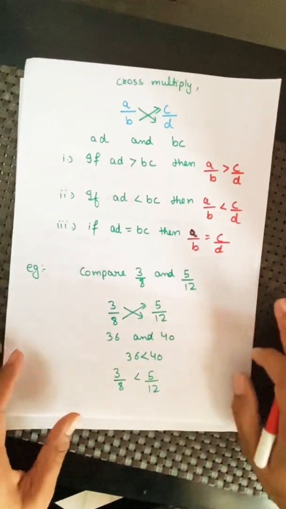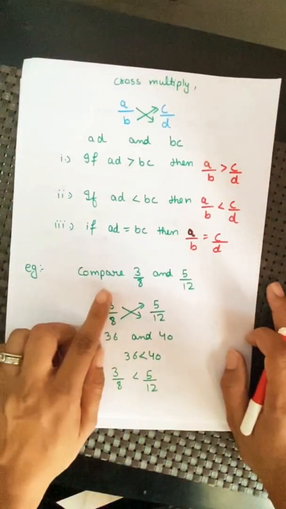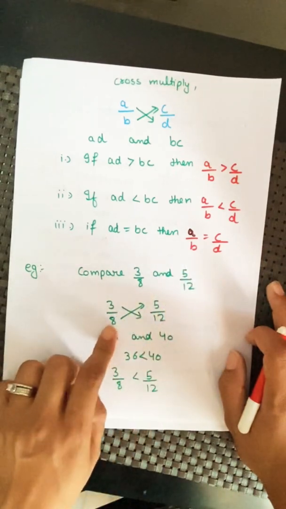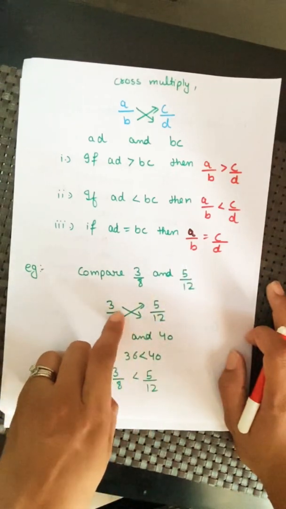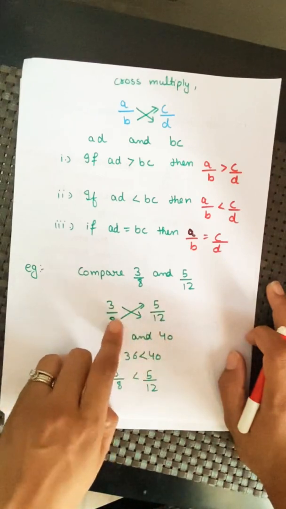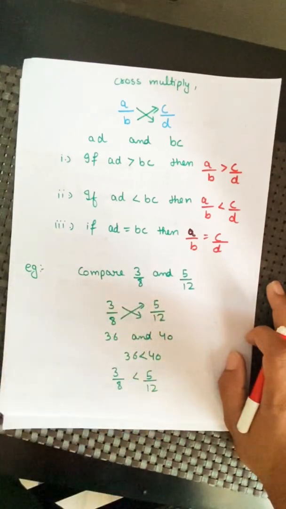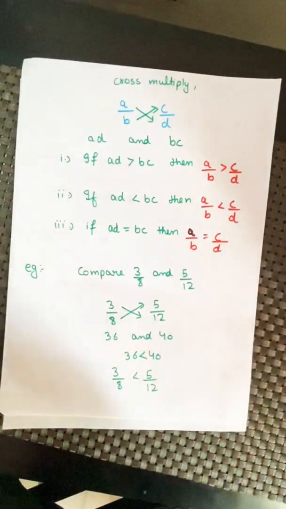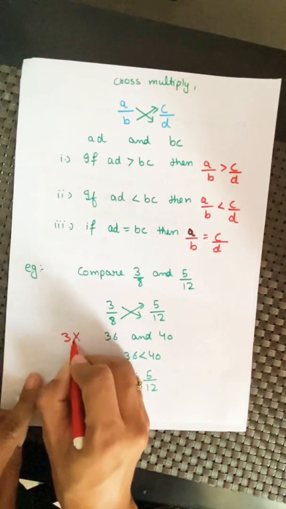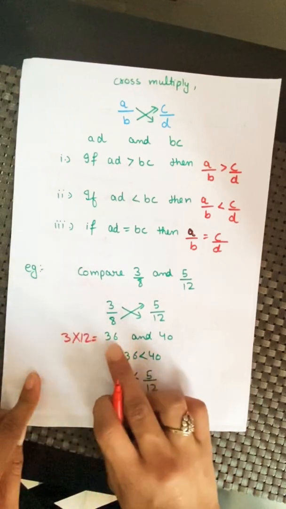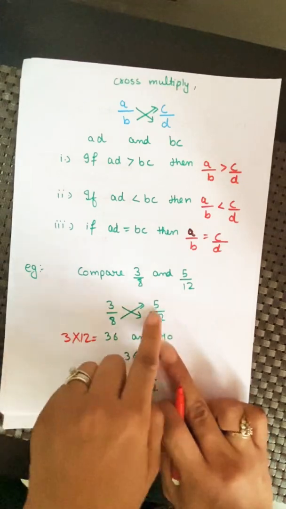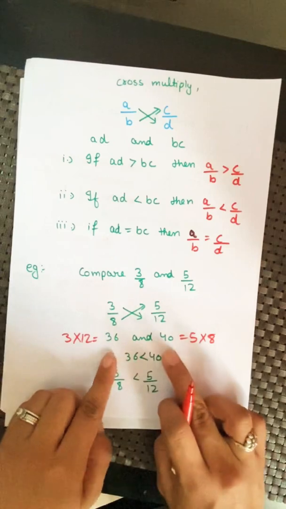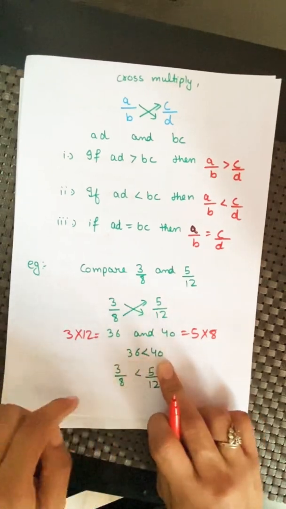Okay, so we can take one example. Compare 3 by 8 and 5 by 12. First, we will do the cross multiplication, that is, the numerator with the denominator of the other number. On multiplication we get 3 into 12, which is equal to 36, and 5 into 8, that is 40. As we clearly see, 36 is less than 40.